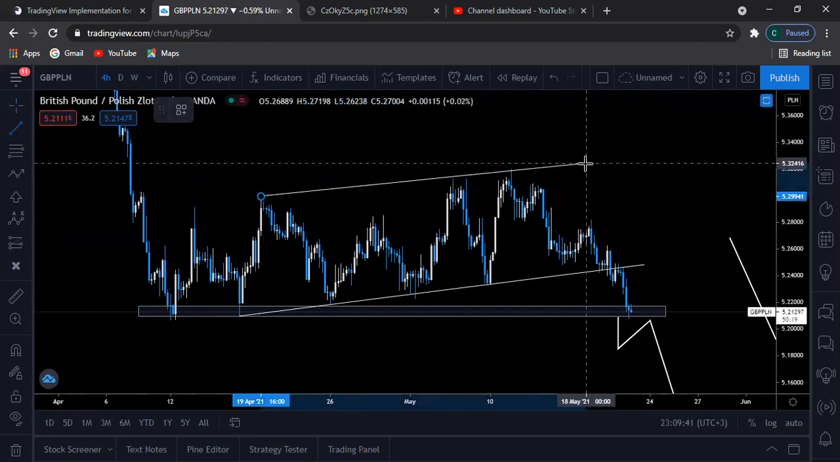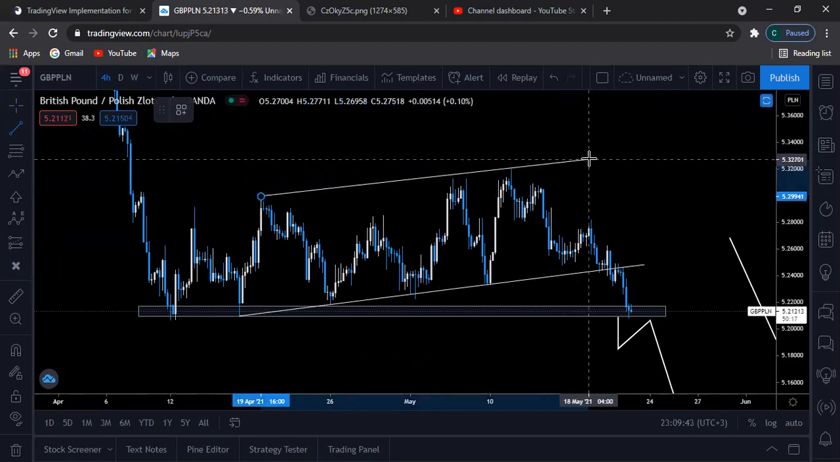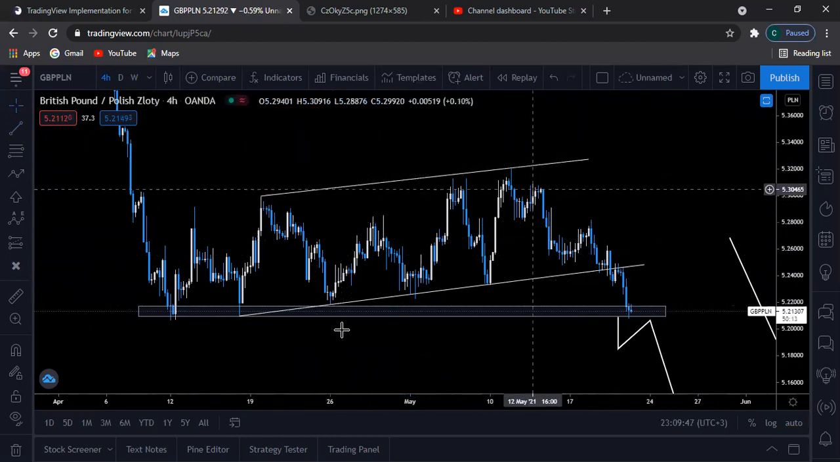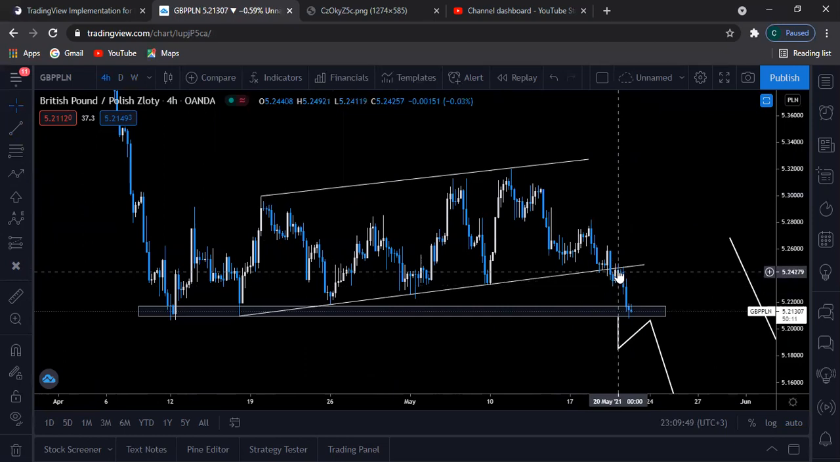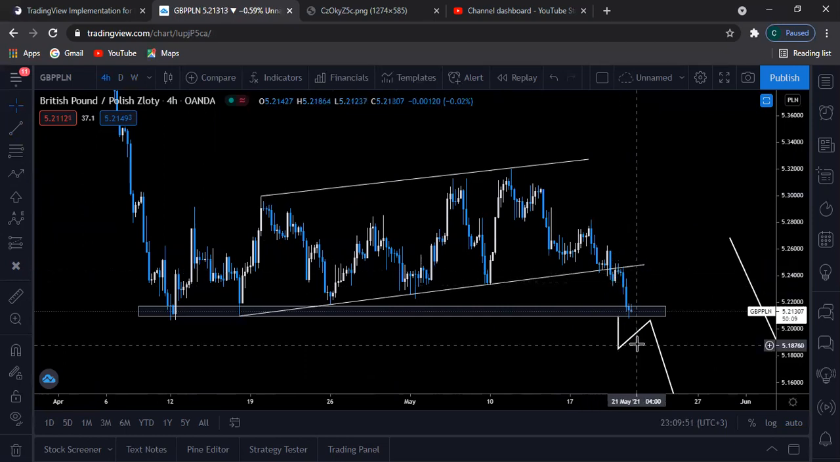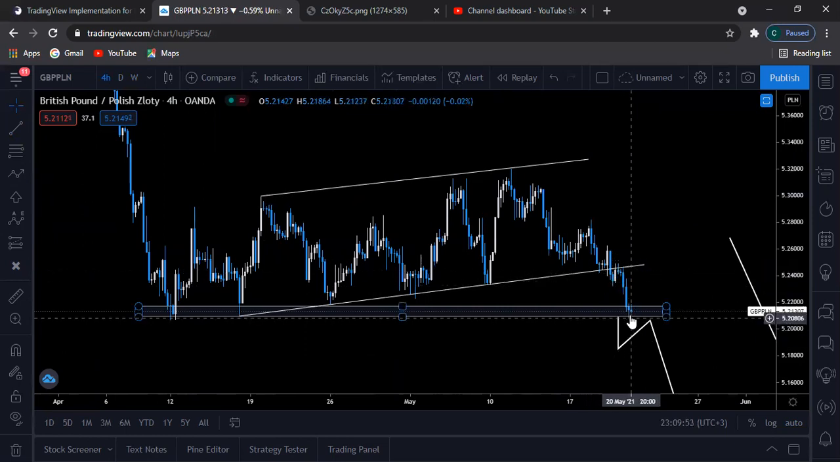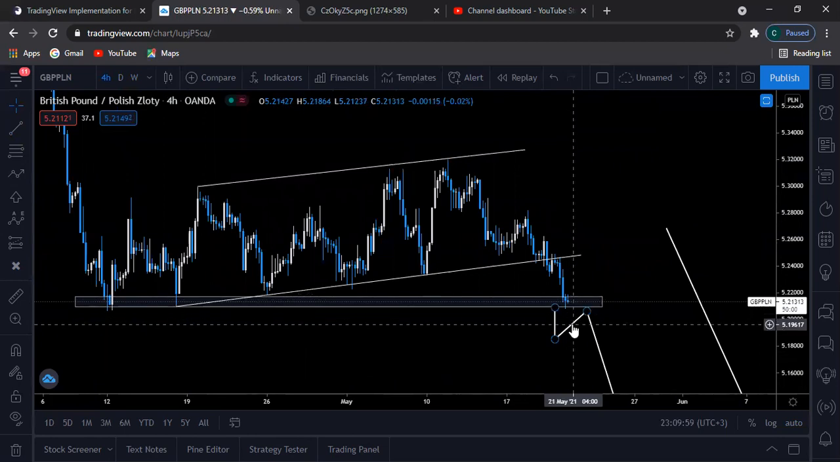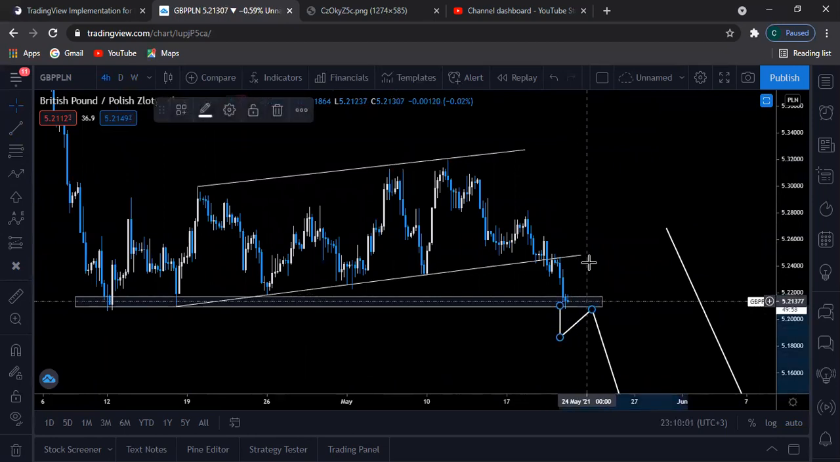So it looks as if prices did break below this ascending channel pattern, retested it here a bit, right? And now prices have hit this support level, and it's indicating a lack of momentum, but anything can happen.